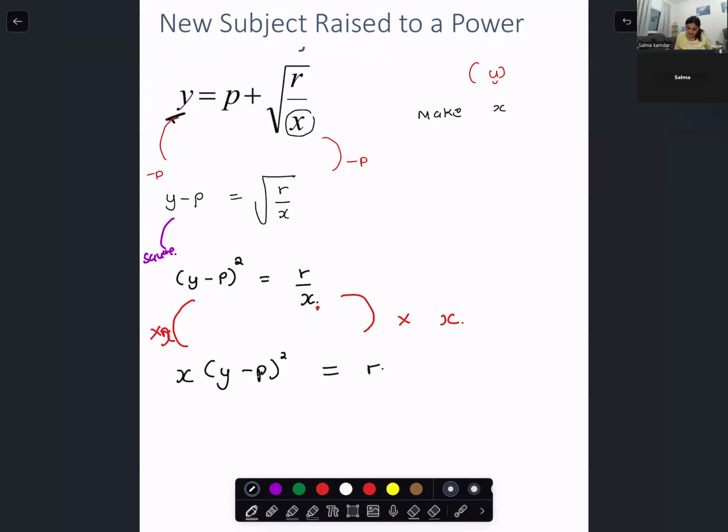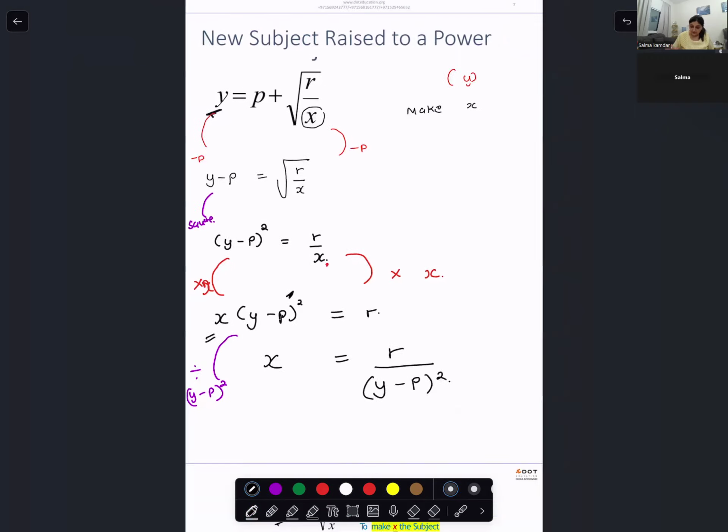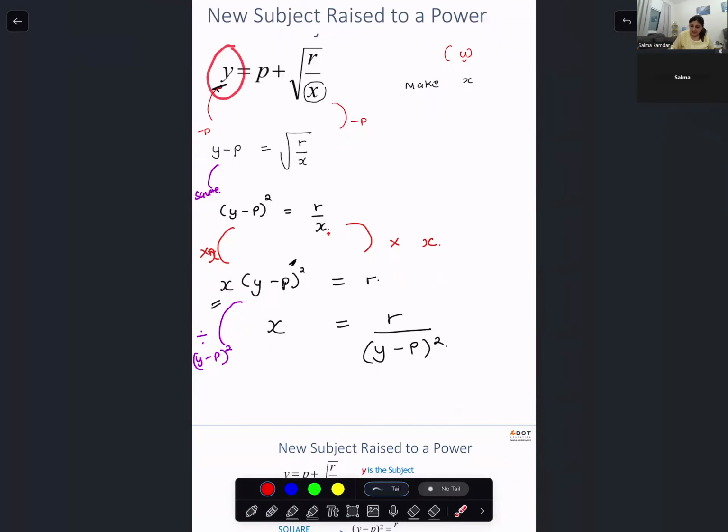I want to make the subject what? x. The subject should be x. That means x should be at one place and it should be at the left. So I am going to divide by y minus p the whole square. I don't need this, right? So this will become x is equal to r divided by y minus p the whole square. So the subject was y initially and I have made x the subject. That means I have kept x to my left.